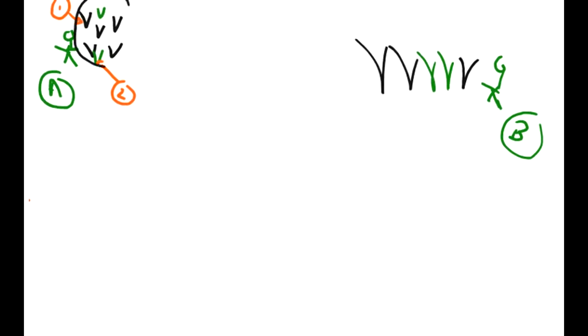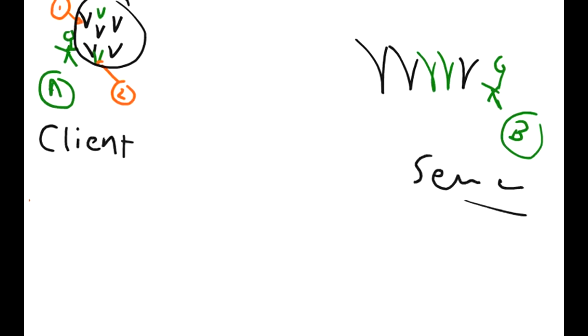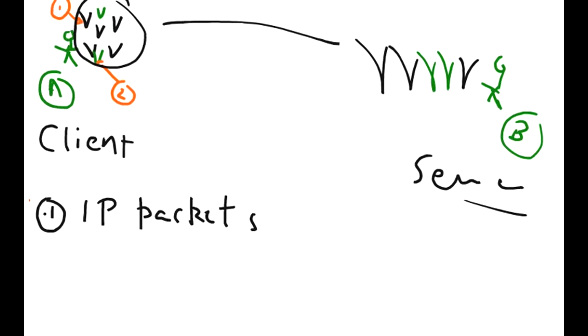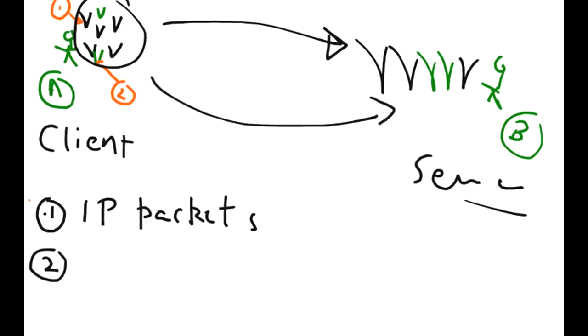So in the case of, let's suppose, internet or computer networking, we can consider these pigeons as internet protocol packets. And their training to fly and reach server B in the same manner is known as TCP, Transmission Control Protocol.